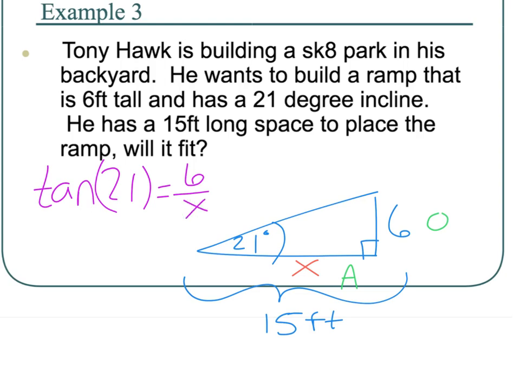So how do I solve for x? Well, first, I got to get x out of the denominator. This is a little bit trickier algebra than the last one. So I got to multiply by x on both sides. That cancels, and I'm left with x times the tangent of 21 is equal to 6.